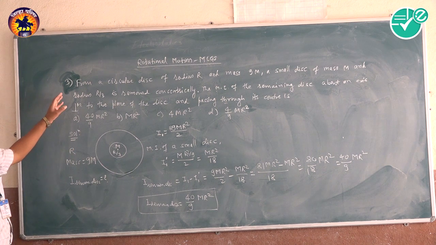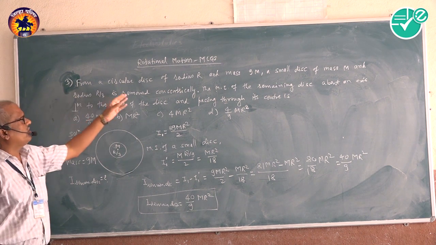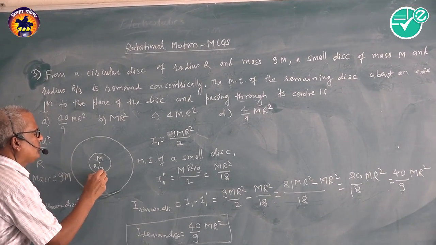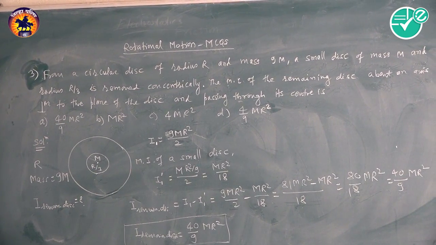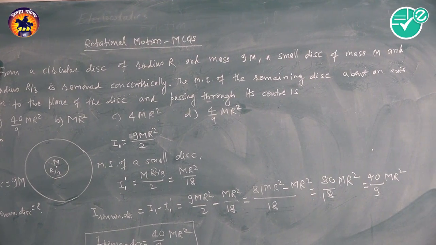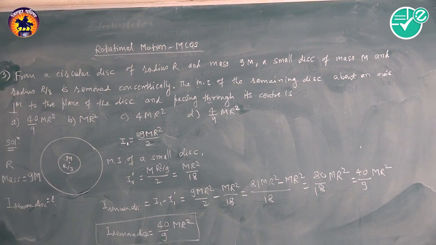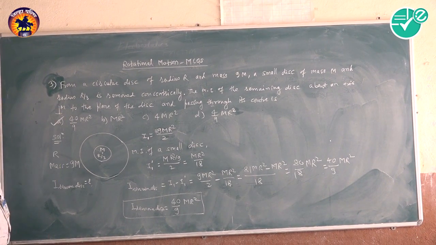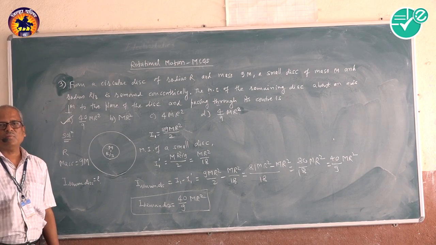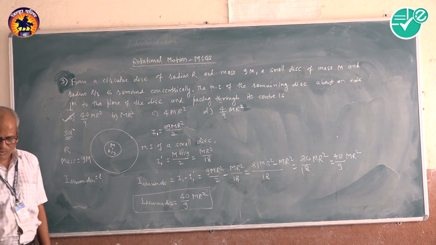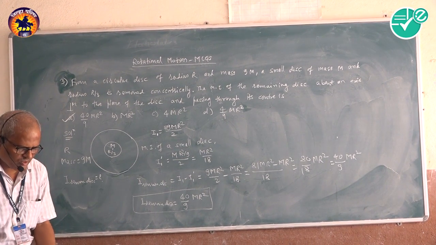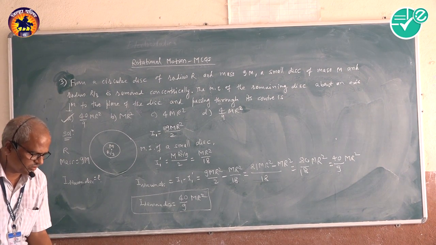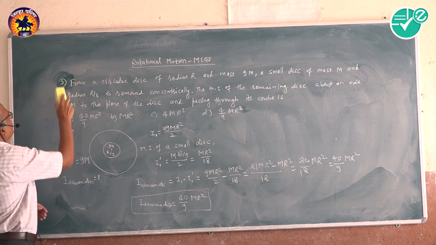So we have completed this from a circular disk of mass 9m, and if we remove this portion, then we get the moment of inertia of the remaining disk, that is 40 by 9 mr square. So the correct option is 40 by 9 mr square. Now one by one we will solve a few more MCQs. That is the next one.